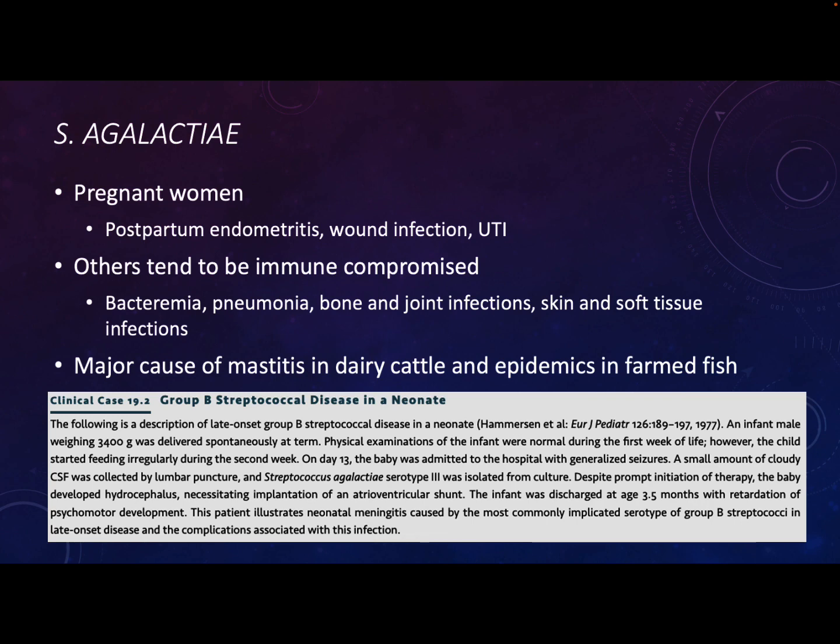Despite prompt initiation of therapy, the baby developed hydrocephalus, like fluid in the brain, necessitating implantation of a shunt. When you have fluid buildup on the brain, they literally will drill a hole in there and put in a shunt, like a tube, to let that fluid drain out. The infant was discharged at age 3.5 months. So admitted at day 13, let's be generous, a 2-week-old baby, went home 3 months later with retardation of psychomotor development.